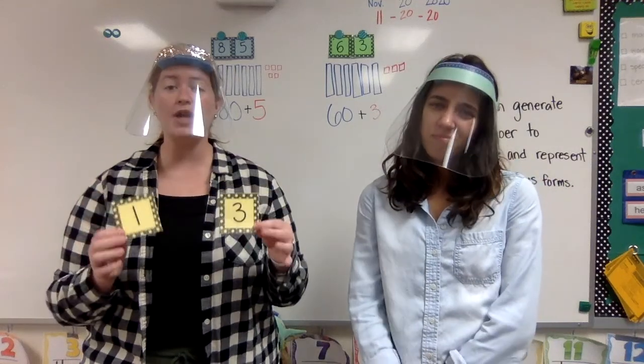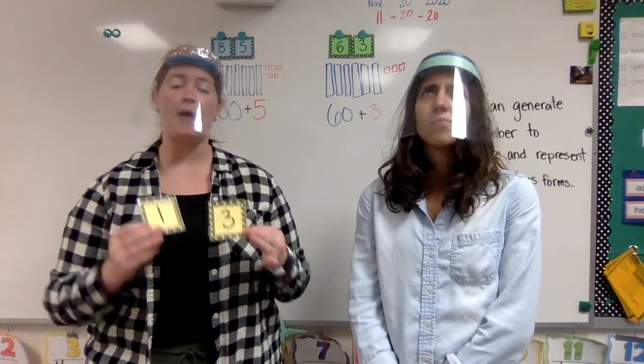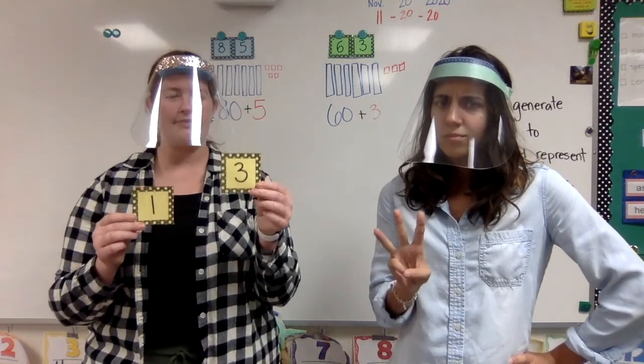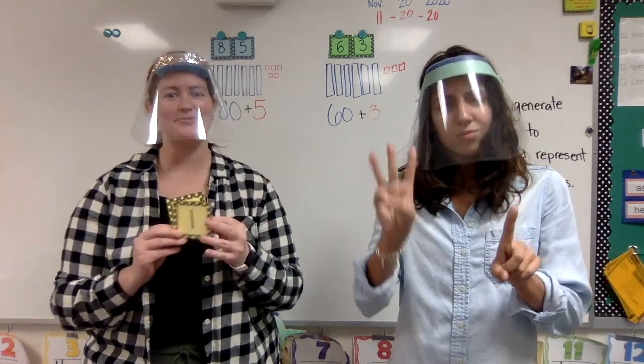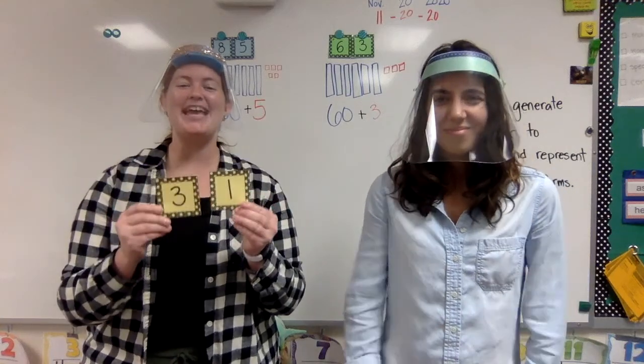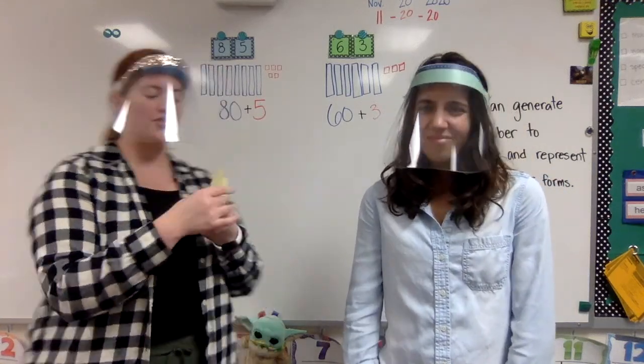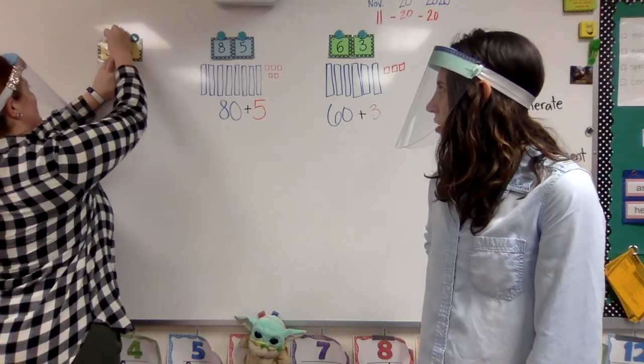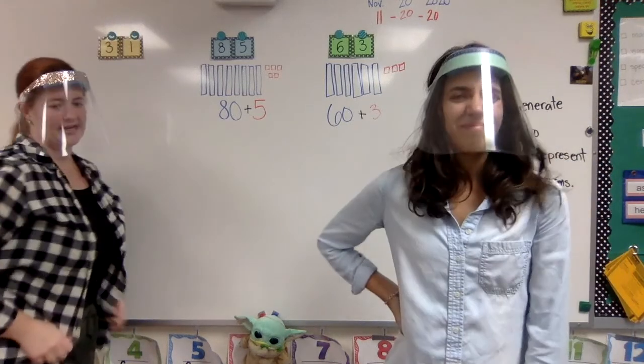Let's see. If I'm trying to generate the greatest possible number I can, I need the greater number to come first in my tens place. I have a 1 and a 3. I know that a 3 is greater than 1. So it needs to be in this order to make the number 31. So my standard form of this number would just look like this, 31.